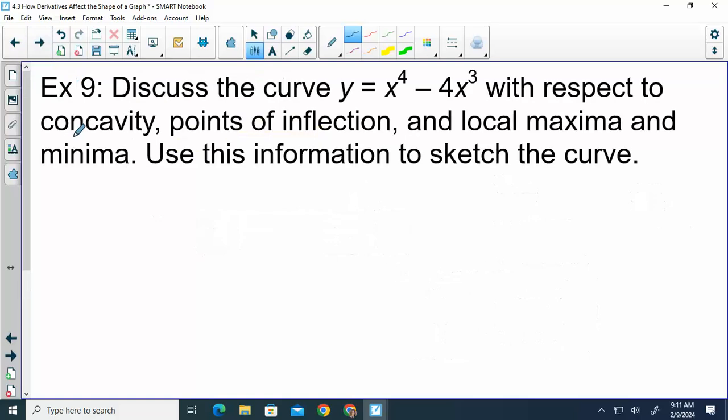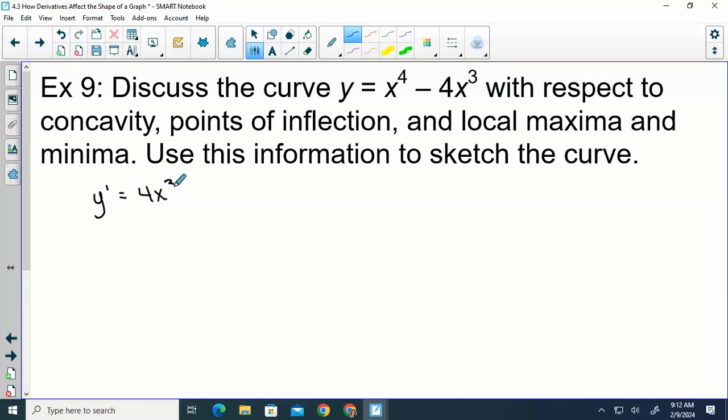Let's do an example that uses everything. So I want to look at this function, and I'm going to find all the things: concavity, inflection points, maxes and mins, and I'm going to draw a graph from it. So first thing, we need our derivative.